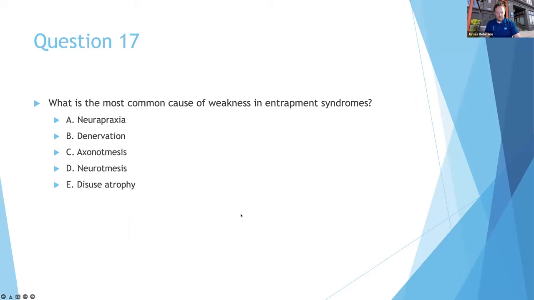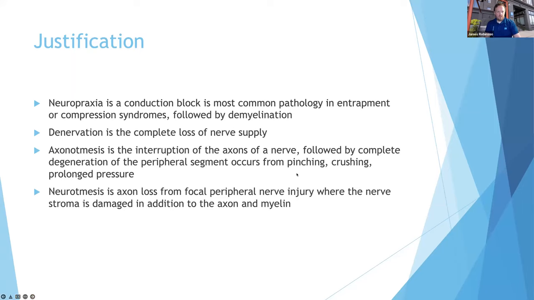Okay, so the majority of people got this right as well. This is neuropraxia. Neuropraxia is a conduction block, and it's the most common pathology in entrapment or compression syndromes, followed by demyelination. Denervation is complete loss of nerve supply.